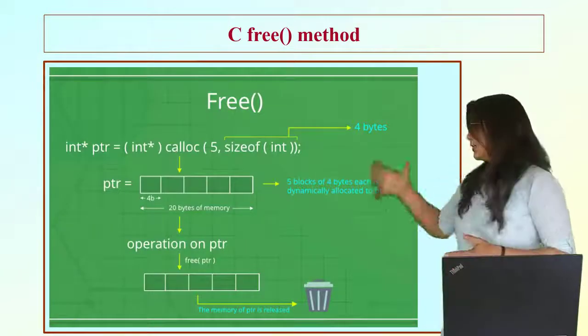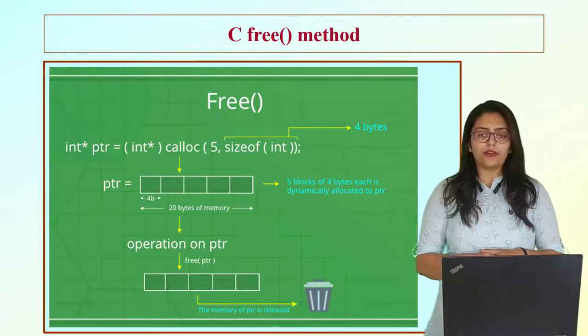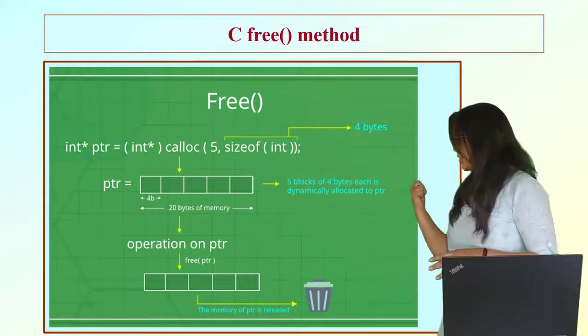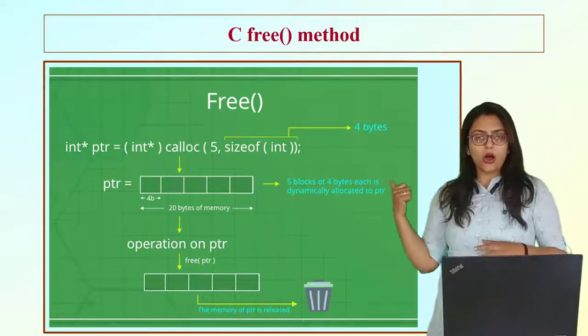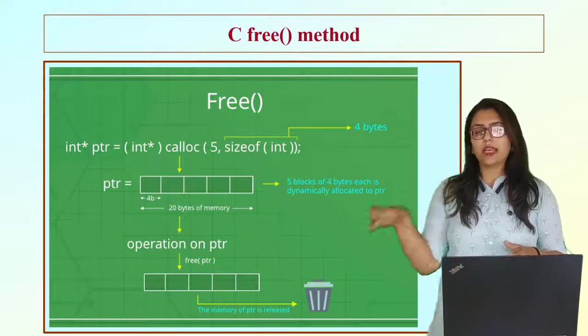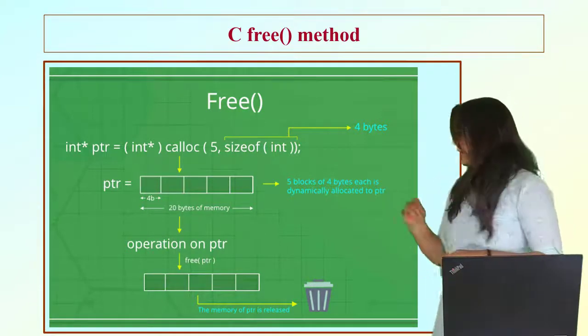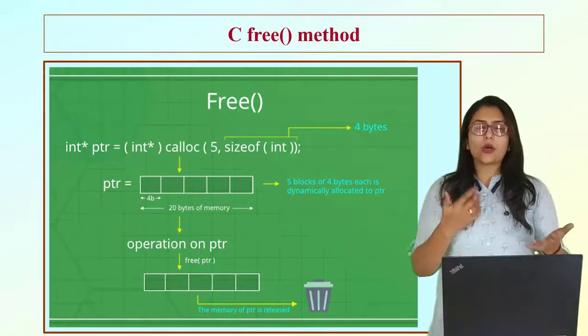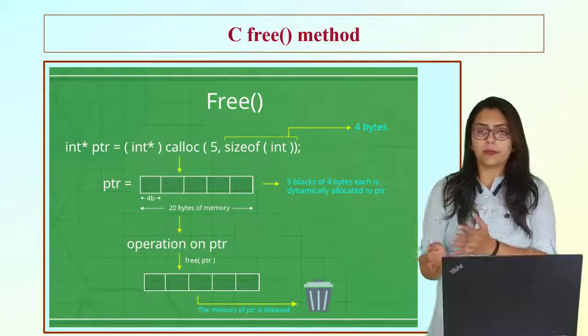Now, you can see the graphical representation of free method, in which first it was allocated the contiguous memory allocation or the block by using calloc. Now I am going to free the pointer, and it will be dereferenced. The pointer will dereference, and my memory will be free. So I can use that memory in some other purpose.